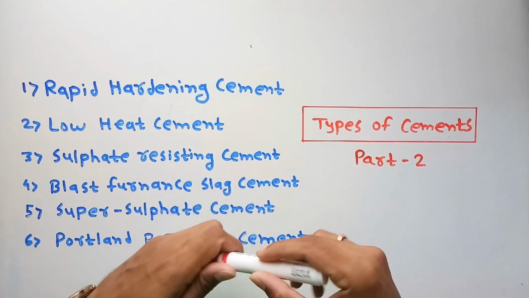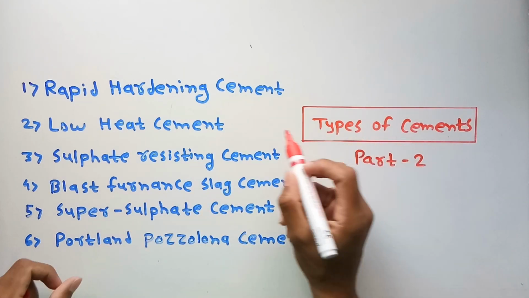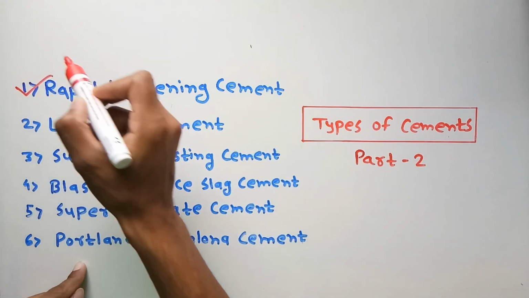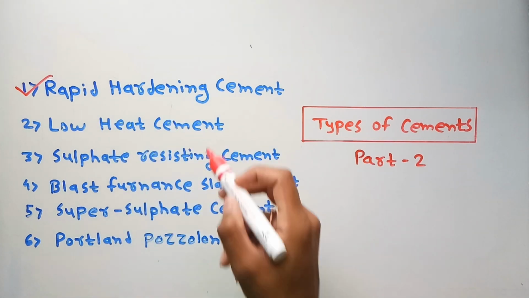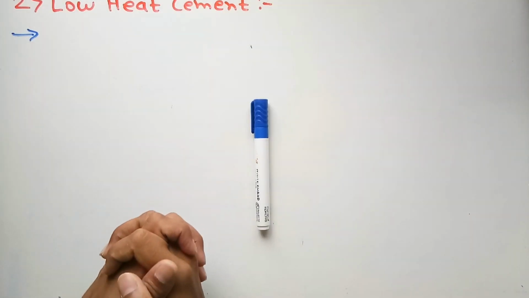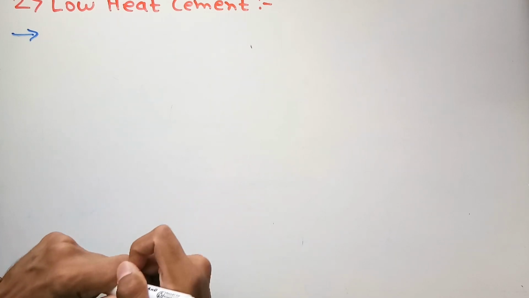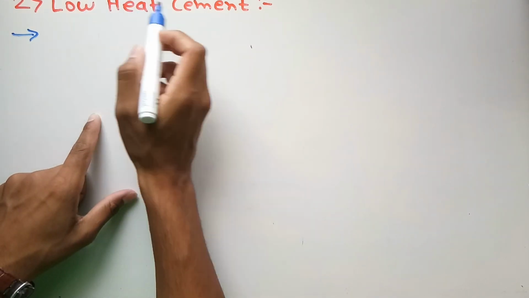So in this video we are going to see the various types of cement. First, rapid hardening cement, which we have covered in the last video. So we will move forward with the remaining types of cements. This is our second type of cement, that is low heat cement. It is completely opposite of the rapid hardening cement.